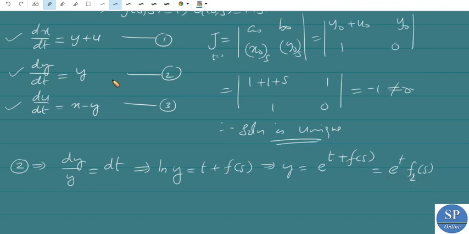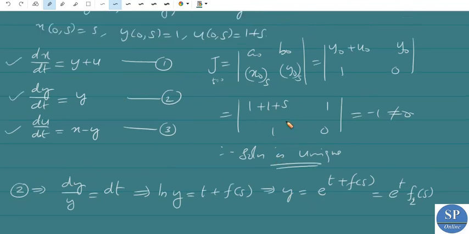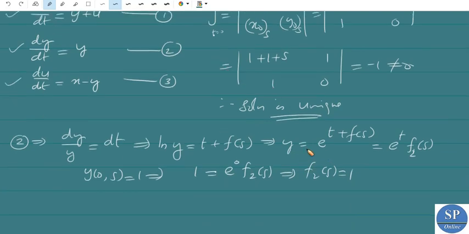Now applying the initial condition for y, that is y of 0 is equal to 1. When t equals 0, y equal to 1. So applying this condition, y of 0 is equal to 1 implies 1 is equal to e power 0 into f2 of s. So from this we get f2 of s is equal to 1. Replacing this value in y, we get y of t comma s is equal to e power t into f2 of s. F2 of s is 1. So y of t comma s is e power t.